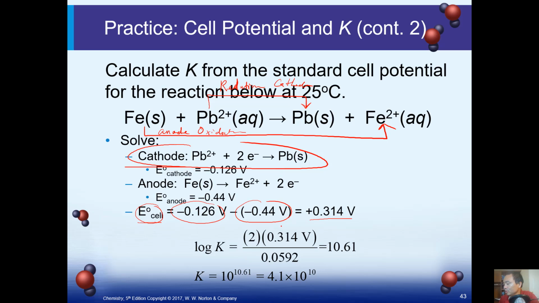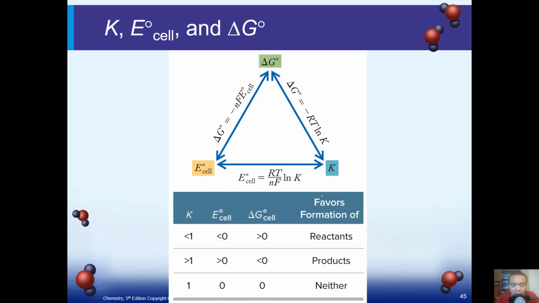And we substitute these numbers in this equation, then we can calculate the K, which ends up with a very large number. This does make sense because the E cell is a positive number, which means the reaction is spontaneous. So K should be greater than 1. The relationships between K and the E cell naught and delta G naught are illustrated in this table, along with the relevant equations that quantify those relationships.